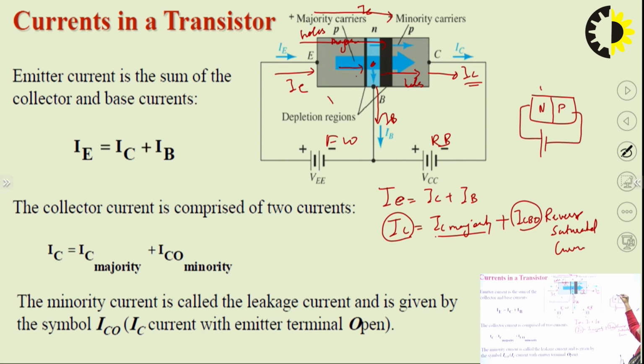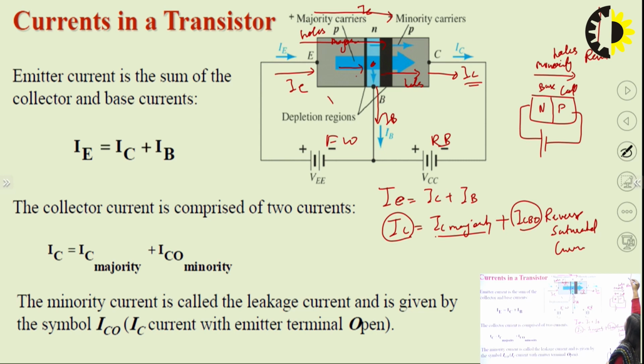If this is the base region and this is the collector region, so collector base region, if we take only collector and base region, they are acting as a diode, PN junction diode, which are in reverse bias. So in reverse bias we know that current flows only due to the minority charge carriers, and these minority charge carriers are holes actually here. So this current that is flowing due to the minority charge carrier, this current is called the reverse saturation current.